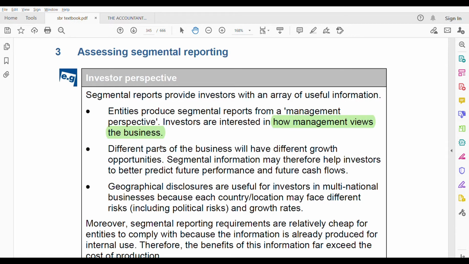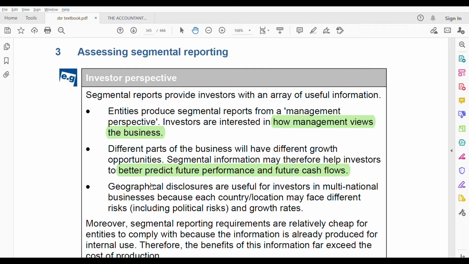Number 2, different parts of the business will have different growth opportunities. Not every segment operates the same way. Some segments, the growth rate is too high. Some does not grow so much. So through that, you will know which one is growing fast and where you need to target. So segmental information may therefore help investors to better predict future performance and future cash flows.